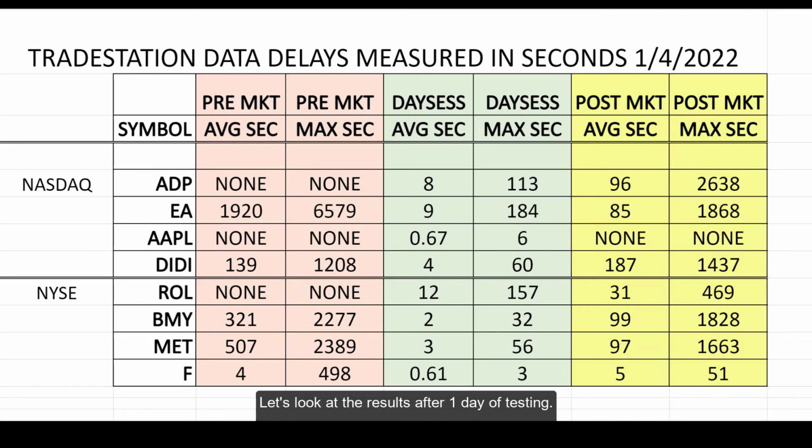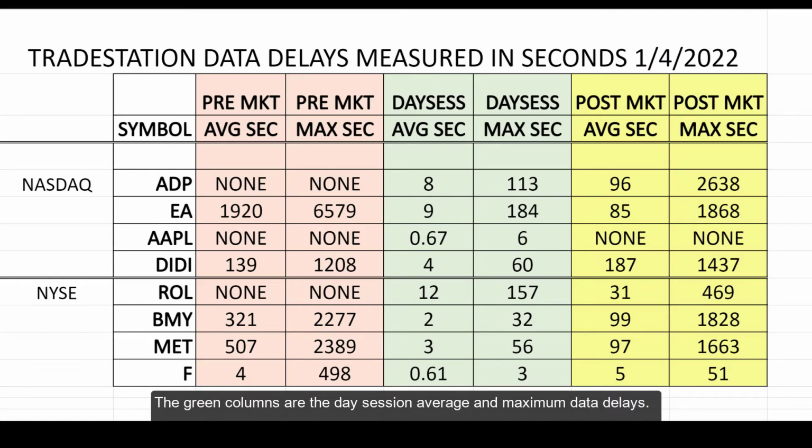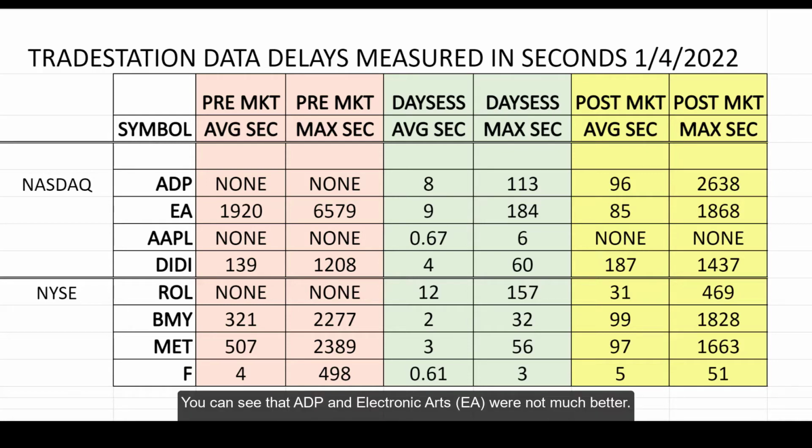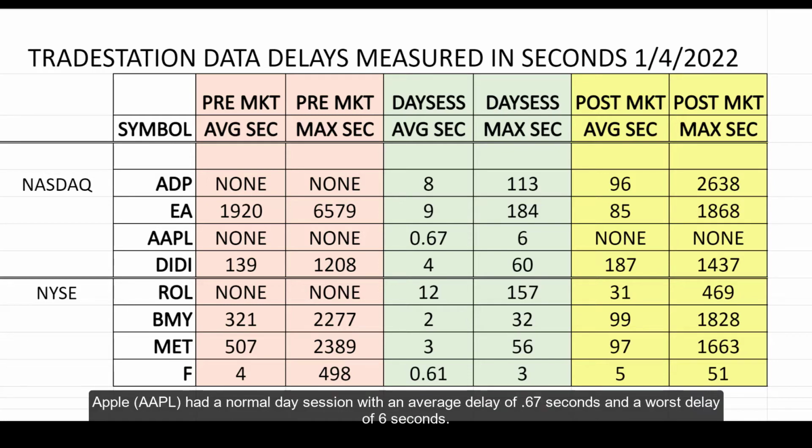Let's look at the results after 1 day of testing. The green columns are the day session average and maximum data delays. The worst performer was Rollins, ROL, with an average delay of 12 seconds for every tick and a worst delay of 157 seconds. You can see that ADP and Electronic Arts were not much better. Apple had a normal day session with an average delay of 0.67 seconds and a worst delay of 6 seconds.